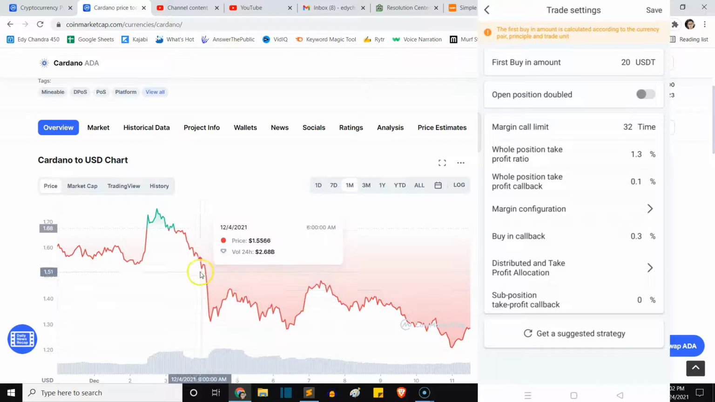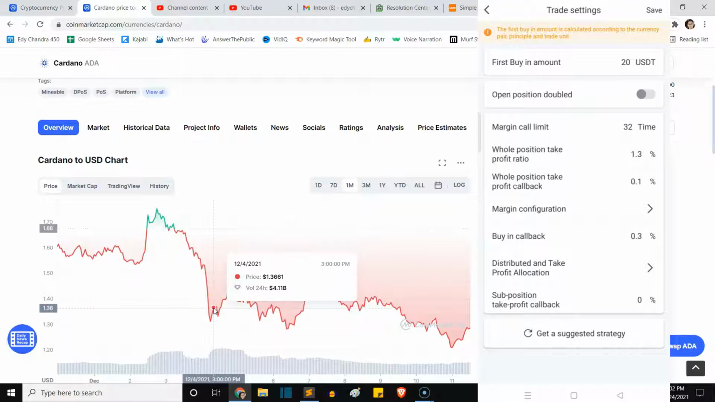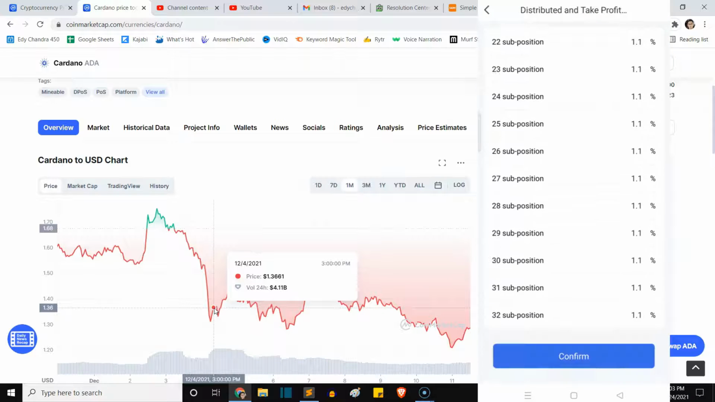If we set it to 0, if it goes down a little bit, it will just buy, which just doesn't make sense. What if the market suddenly drops 50% because of a whale selling a lot of money, selling all this token? It's better for us to wait for the market to retract a little bit and then we buy. Okay, that's what it's for. And then distributed take allocation profit is basically based on your margin call.